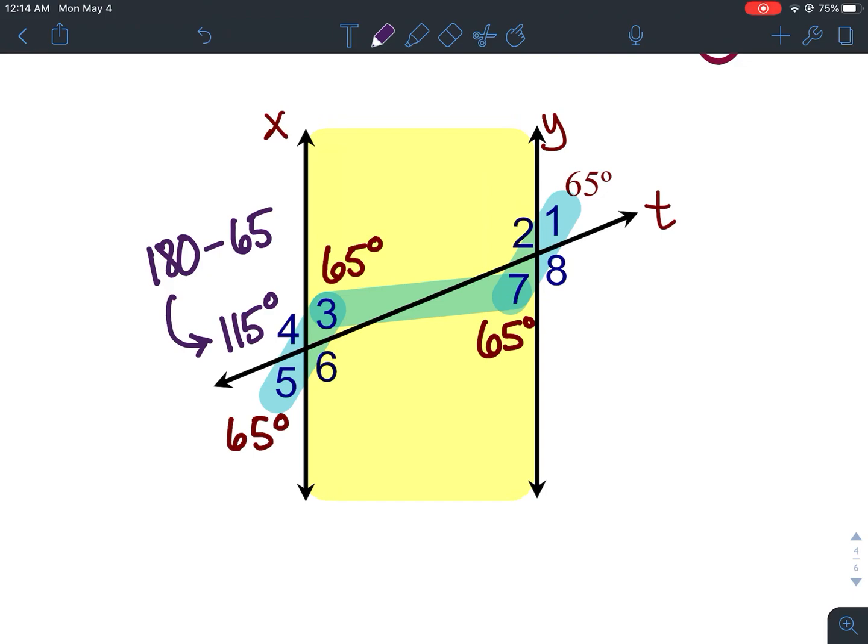So you could draw another zigzag, but you don't need to. Sometimes two zigzags can tend to be a little confusing. So if you only draw one zigzag, then all the angles that are on the zigzag have the same measurement, and all of the angles that are not on the zigzag have the same measurement. So 4, 6, 2, and 8 all are 115 degrees.